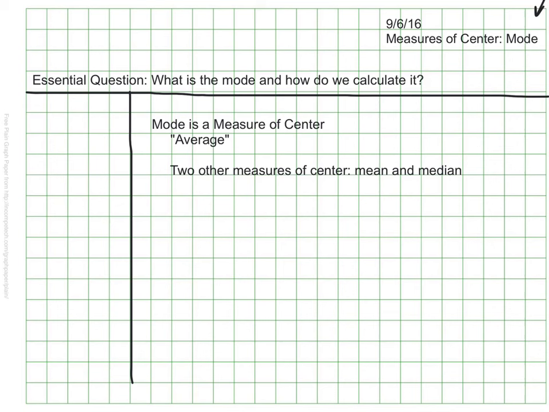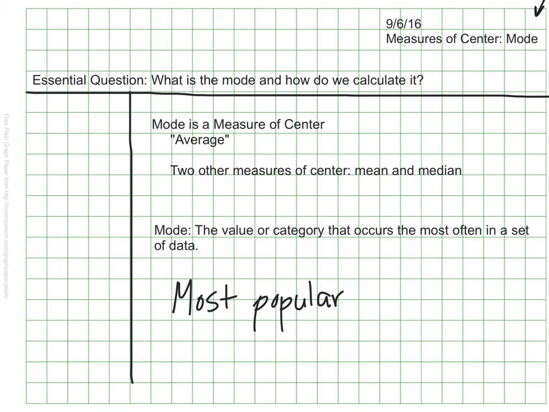The mode is the value or category that occurs the most often in a set of data. Do you ever eat pie a la mode? It's very popular. Mode is the data point that is the most popular. That is, it occurs the most often. Most starts with the letters M-O, and so does mode. That's one way I remember that the mode measures what is most popular.